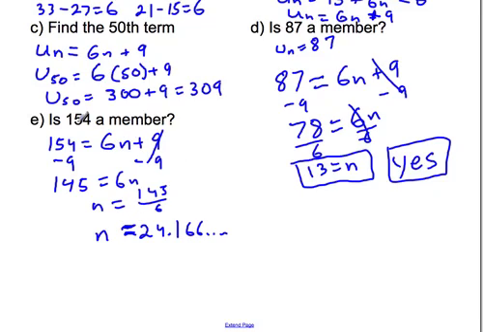That means that 154 is not a member of the sequence because your term numbers have to be whole numbers. If you get a number that's not a whole number, then it's not going to be a member of the set. So you could say, therefore, 154 is not a member of the set.